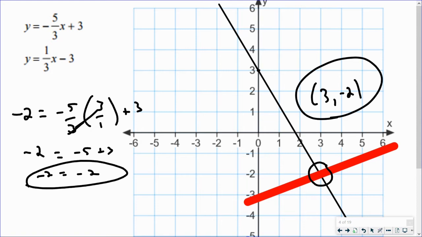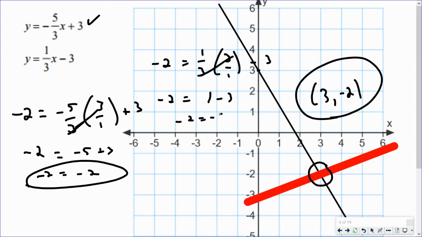So it worked for this first one. Try the second one. So -2 is equal to 1/3 times 3 over 1 minus 3. -2 is equal to 1 minus 3. -2 is -2. It works for both. That's my answer. So what I'm really working on is my graphing a line.